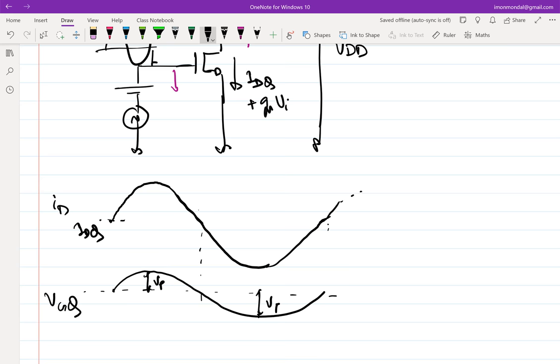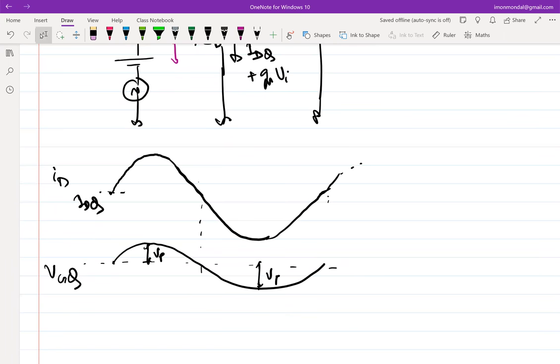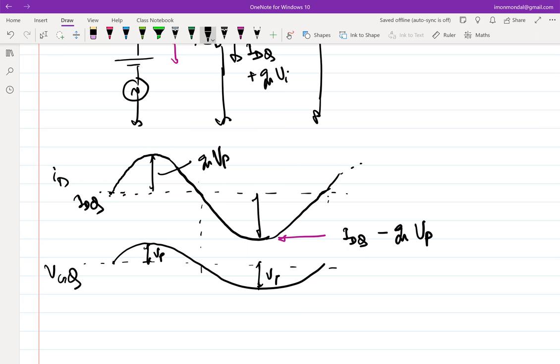And so on, right? So what is happening in the second half cycle of the sine wave in terms of total current? What is the total current when I am at the trough? This is IDQ minus GM times VP, right? So this is GM times VP. This is GM times VP.